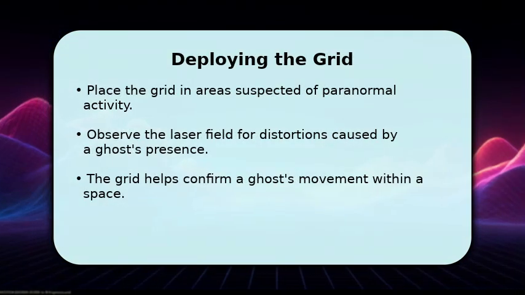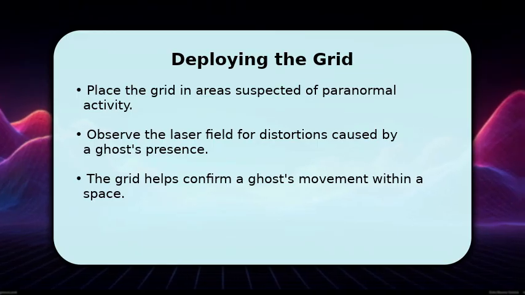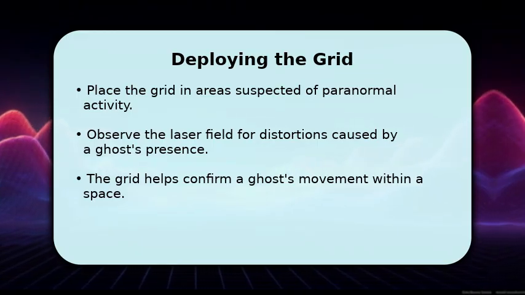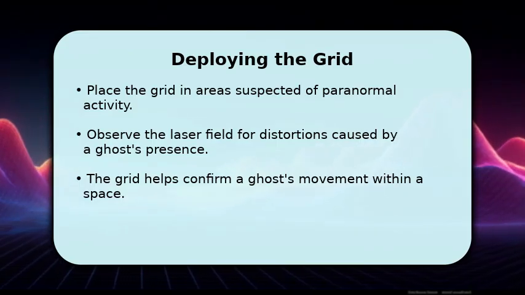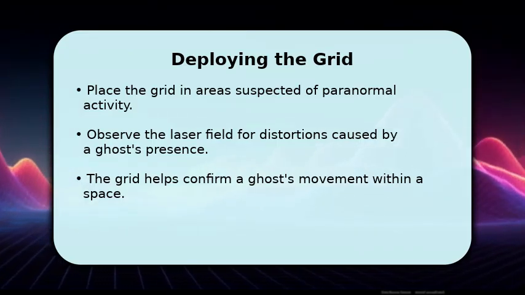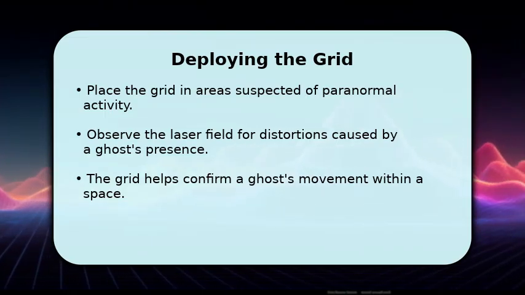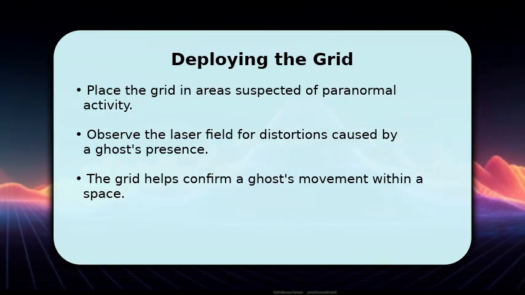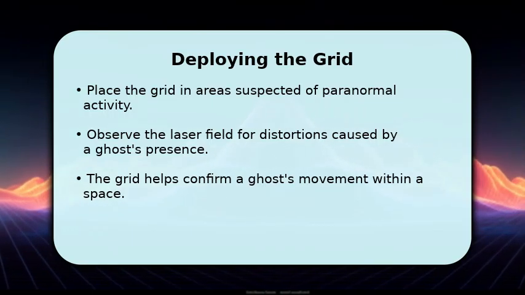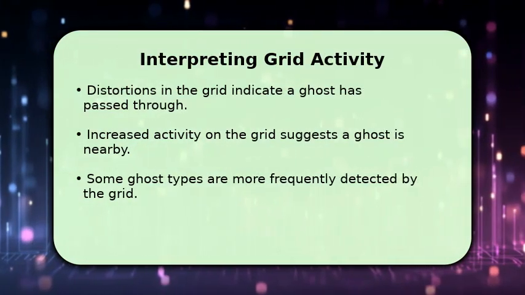To effectively use the grid, strategically place it in rooms or hallways where you suspect a ghost might be active. The grid projects a laser field, and when a phantom passes through it, the lasers will visibly distort. This visual cue is incredibly important as it confirms a ghost's presence and movement within that specific area. Pay close attention to these distortions. They are key indicators. Interpreting the grid's activity is vital for your investigation.